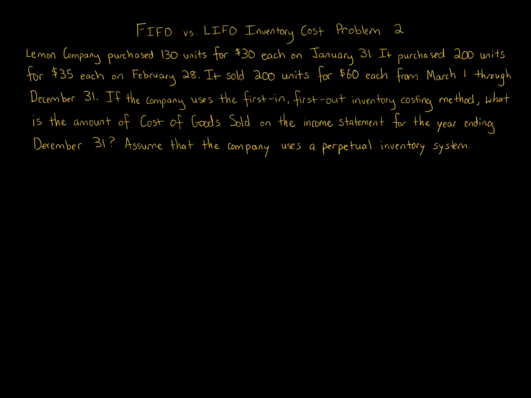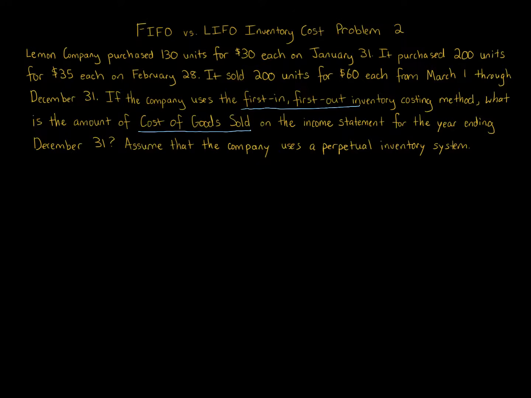Our good friend, FIFO versus LIFO. Let's jump into this. Remember, anytime you have a FIFO versus LIFO question, first thing, determine what the question is asking. Second thing, determine what method is used. We're told the question is, what is the amount of cost of goods sold on the income statement for the year? Also, we know the company uses the FIFO method, the first in, first out method. Now, once you do those two things, we're going to set up chronologically in order the units acquired in layers.